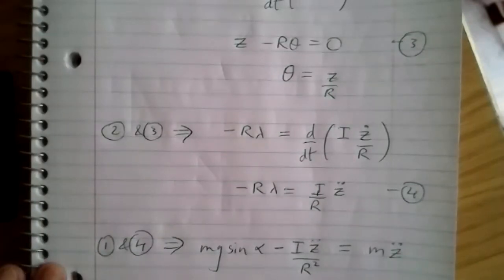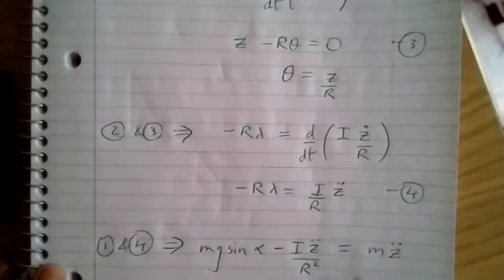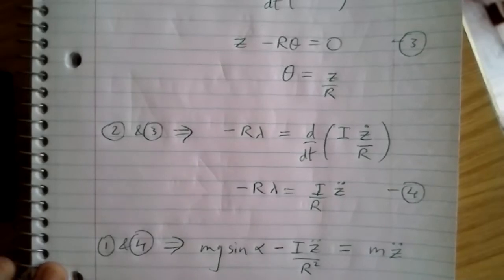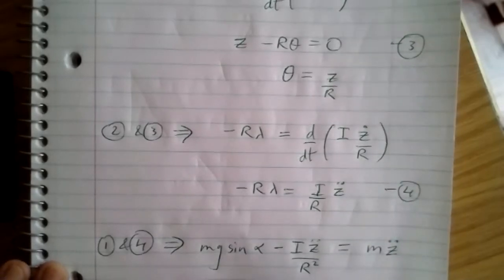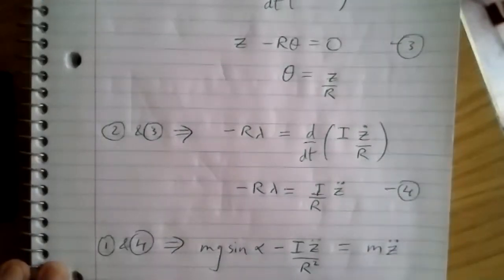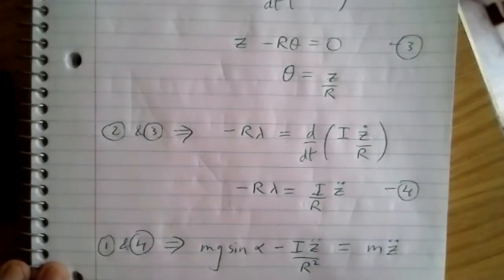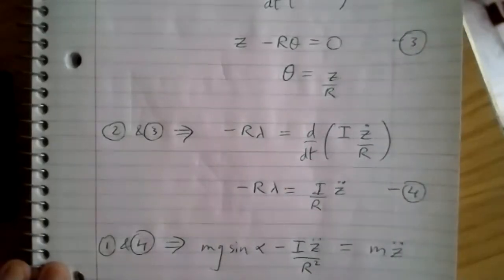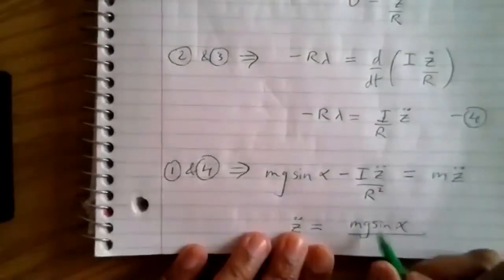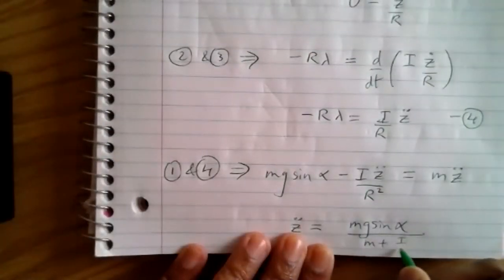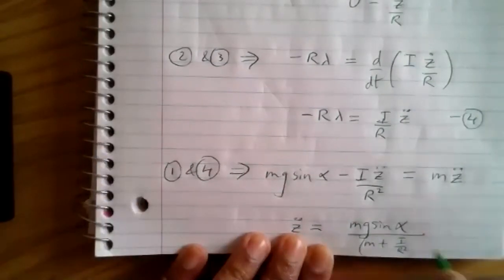And I want to solve for z double dot, so I pull those terms together, pull out the common factor, divide over, and I get z double dot is equal to mg sine alpha divided by m plus I over r squared.